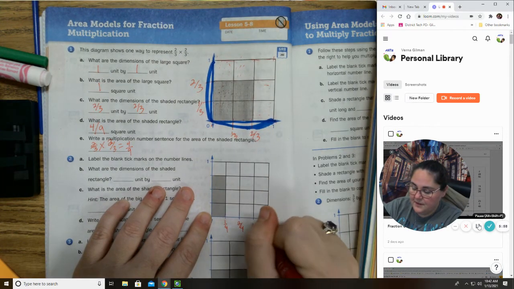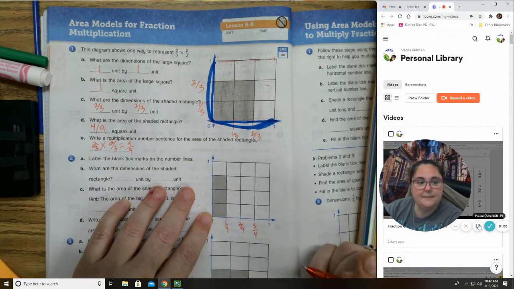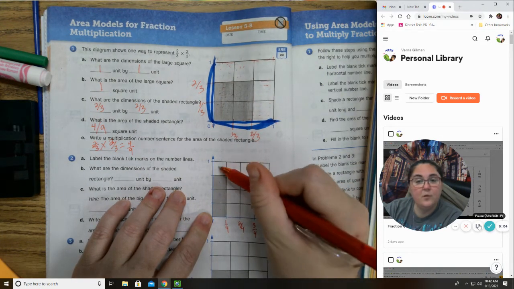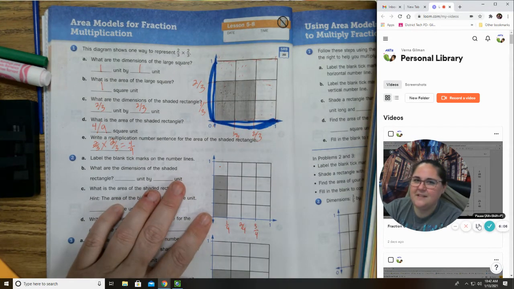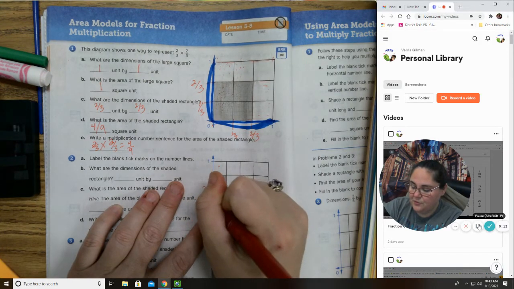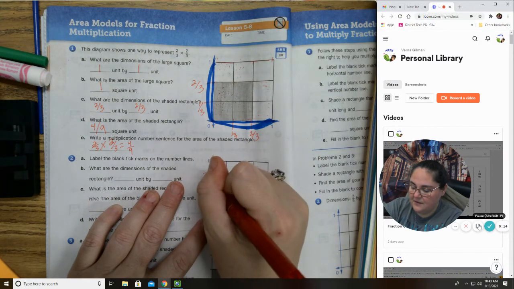2/4, 3/4. All right, going up, we have 1, 2, 3, 4 pieces. They're not always going to be the same, so be careful. 4 pieces going up, so 1/4, 2/4, 3/4.